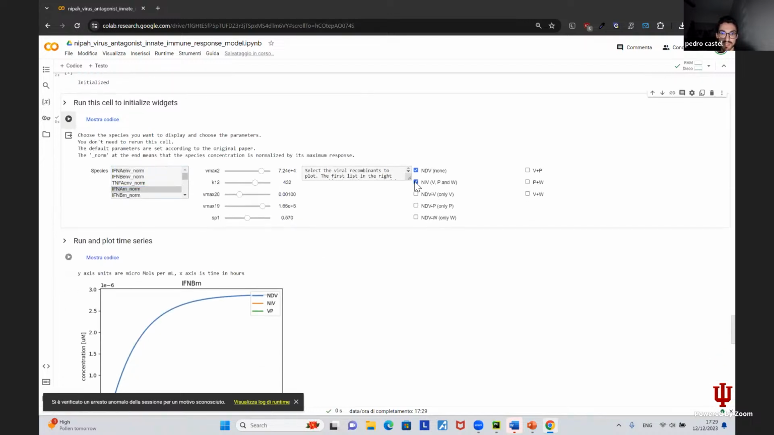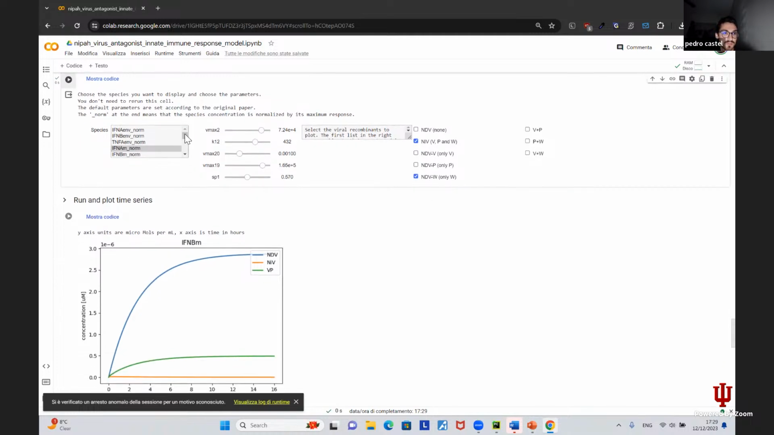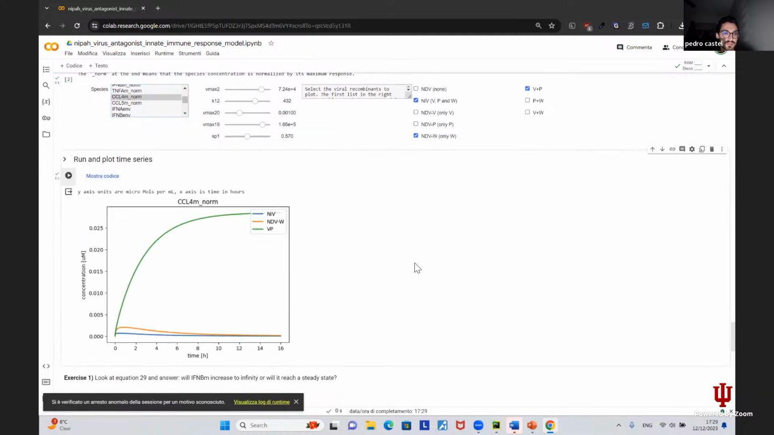Just to show you how it works, I can select a few. Let us select NIV and NDVW, the most interesting one. Maybe this, and compare for CCL4. So I run here, and you can see that V plus P, which is the green curve, fails to fully suppress innate immunity. While if you have only the W protein without V and P, it's enough to shut it down completely.